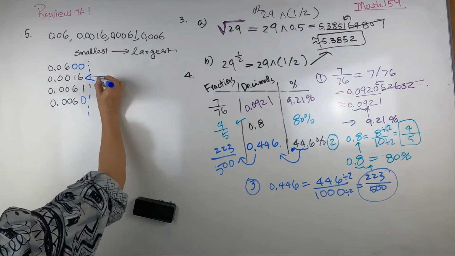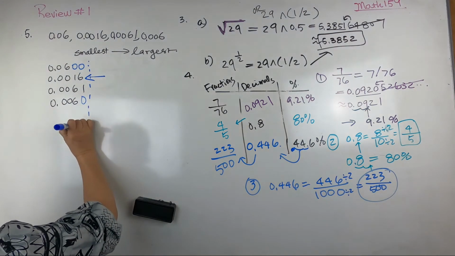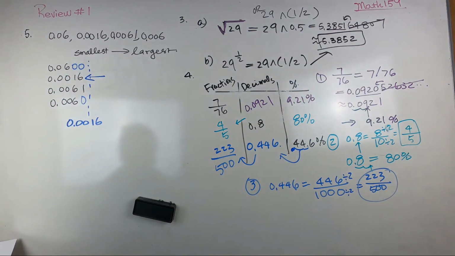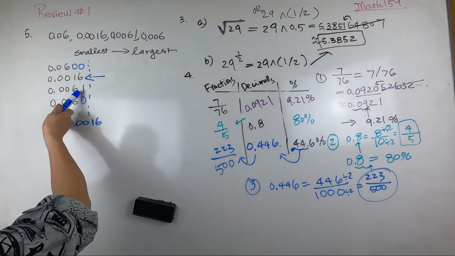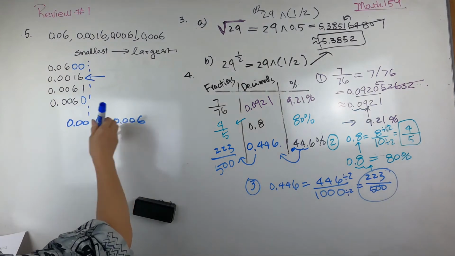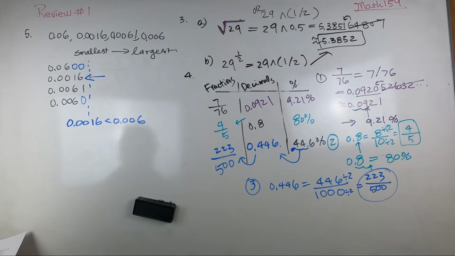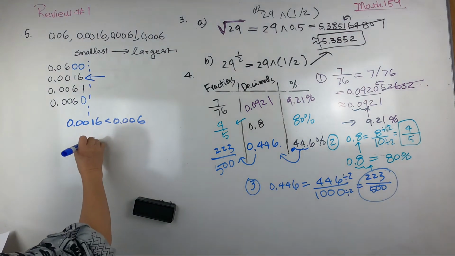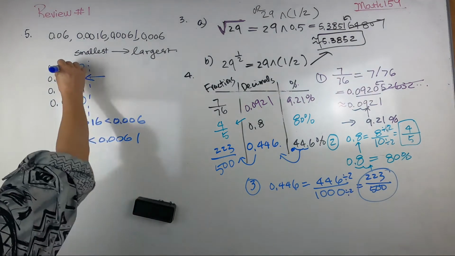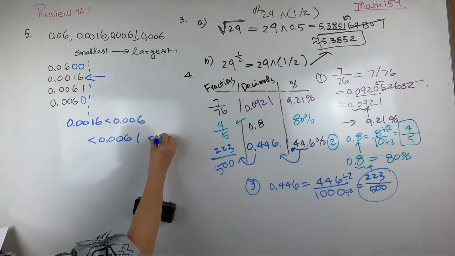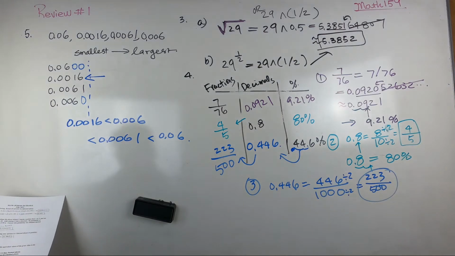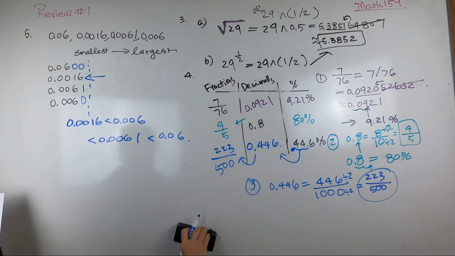So this one will be the smallest one, right? That will be 0.0016. That's the smallest one, right? Then the second one is 60, less than 61 is 60, 600. So it should be less than the 60. 61 is 0.006, right? And next one is 0.0061, and the last one is 0.06, right? So that will be your answer from smallest to largest.